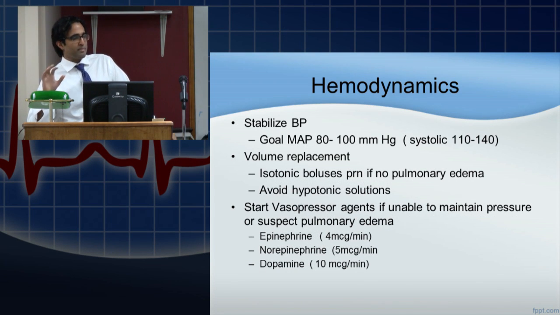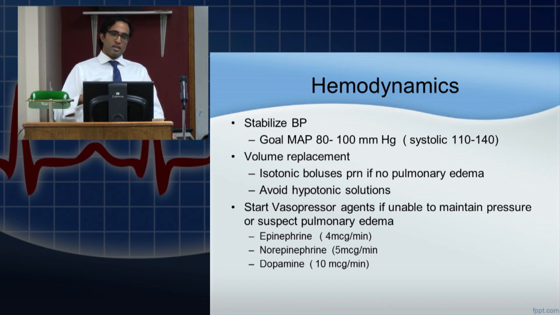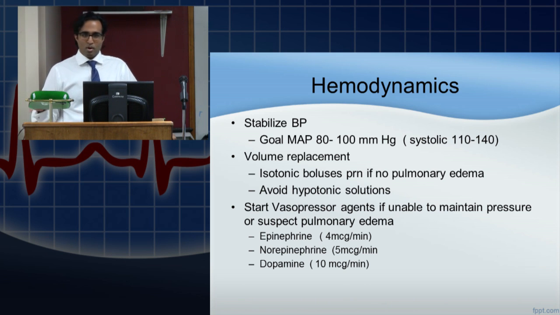It's important. We like mean arterial pressure, and that kind of ranges with your systolic between 110 and 140. The first thing you want to do, depending on what's going on with the patient, is determine what you're going to use. Most of us use volume replacement, right? You want to use isotonic boluses, so that's lactated Ringer's or normal saline. You don't want to do hypotonic solutions, half normal saline, or just D5 in water. You want to avoid that, because what that does is increase cerebral edema.